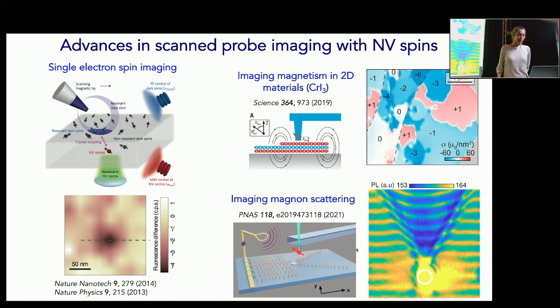There have been lots of advances in scanning probe microscopy with NV sensor spins. Here is some nice work from the Yacoby group a while ago, where they used an NV sensor to image another NV sensor, a single electron spin. And the group of Patrick Maletinsky in Switzerland has been using scanning NV magnetometry to probe 2D magnets. And again, Amir Yacoby's group has used NV sensors to image magnon scattering.